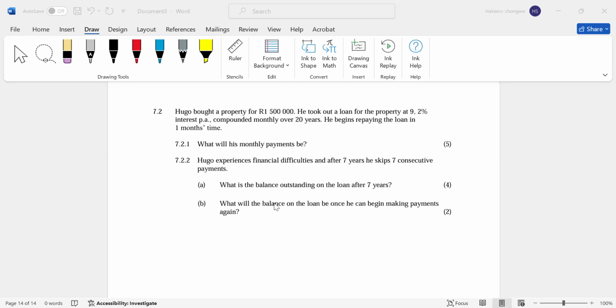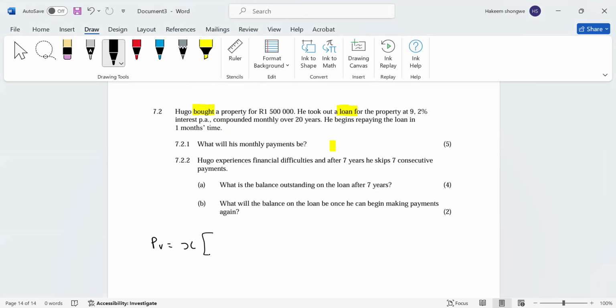We spoke about this, because there's a key word here. He took a loan, and then he bought the property. There's no deposit being paid. So what are we going to have? We're going to have a present value annuity. The present value annuity is X, open bracket, 1 minus (1 plus i) to the power of minus n, close bracket, all over i. Let's collect the data.